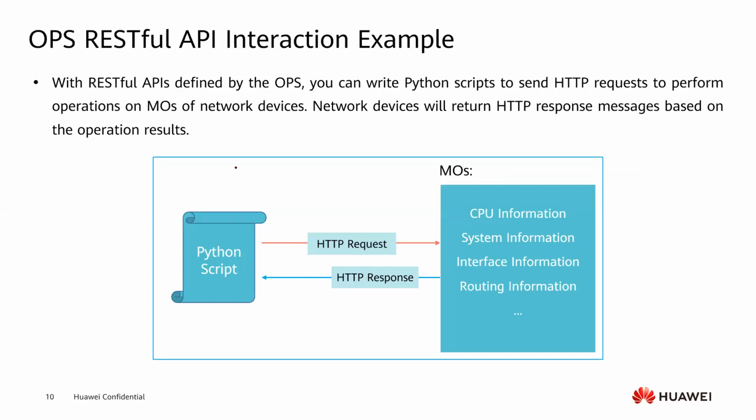Here is an OPS RESTful API interaction example. This is a managed object. We can get the CPU information, system information, and interface information. This is a Python script. It will send an HTTP request to the object, and the device will respond by sending an HTTP response message.